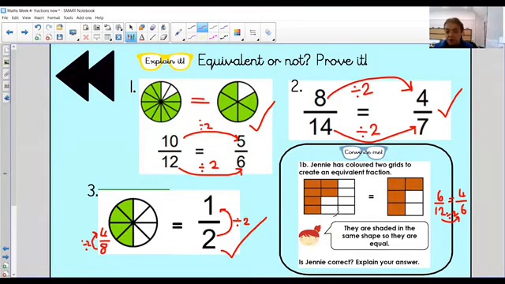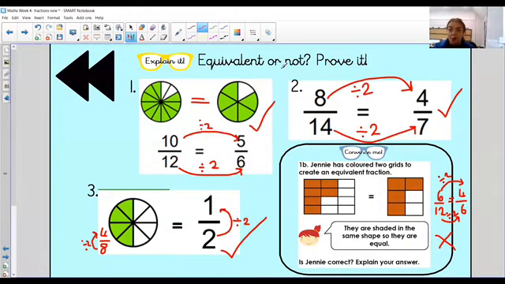So you can see they've also tried to trick Jenny there by just turning it on its side. So you can see that 2 of those parts have joined together, and now my whole is made up of 6 parts. So if it is an equivalent, I should be able to do the same here and get 4. 6 divided by 2 is not 4. So the correct amount of parts have not been shaded.